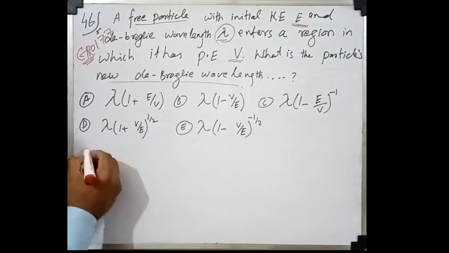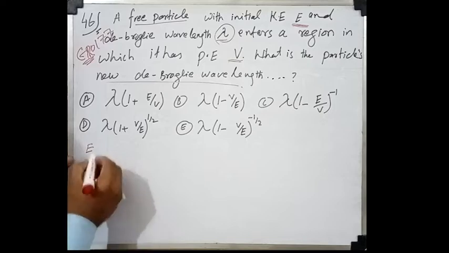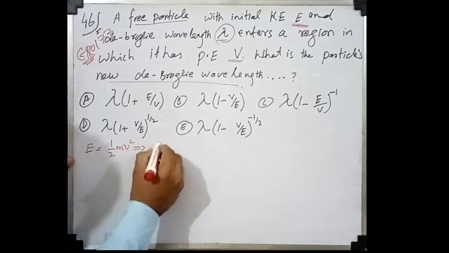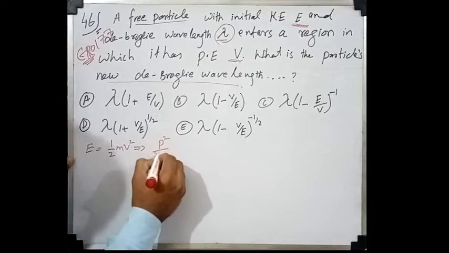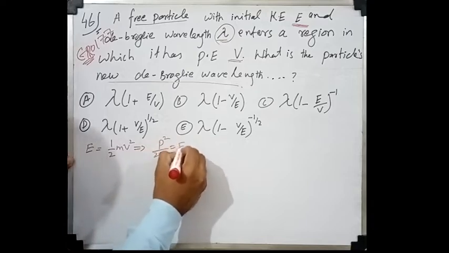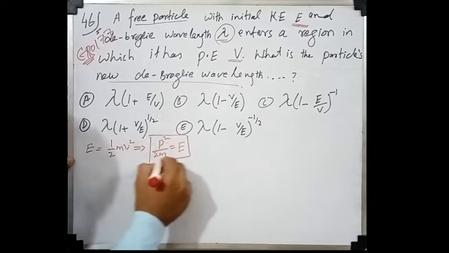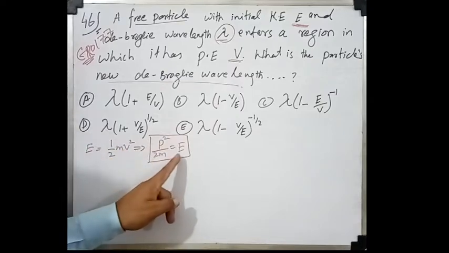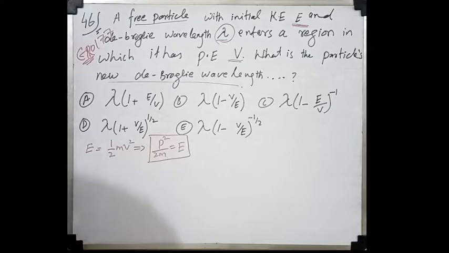The formula for kinetic energy is half mv squared. This can be written as p squared divided by 2m. This is the total energy of a free particle. In terms of momentum, the kinetic energy is equal to p squared over 2m, where m is the mass of the particle and p is its momentum.